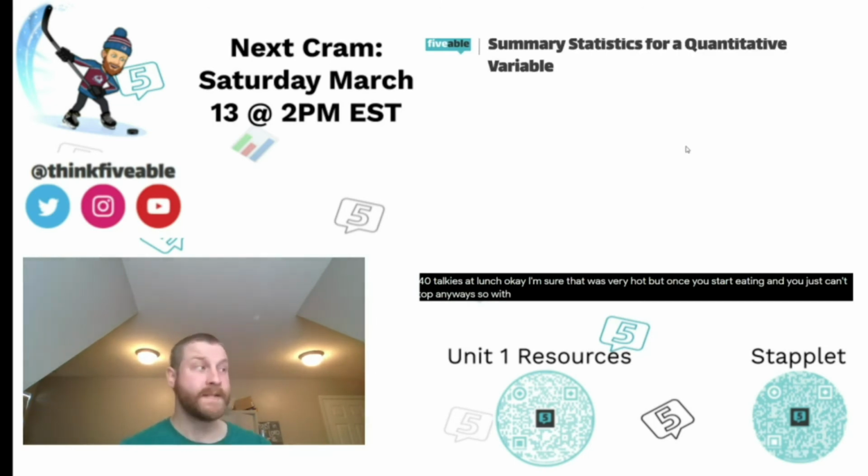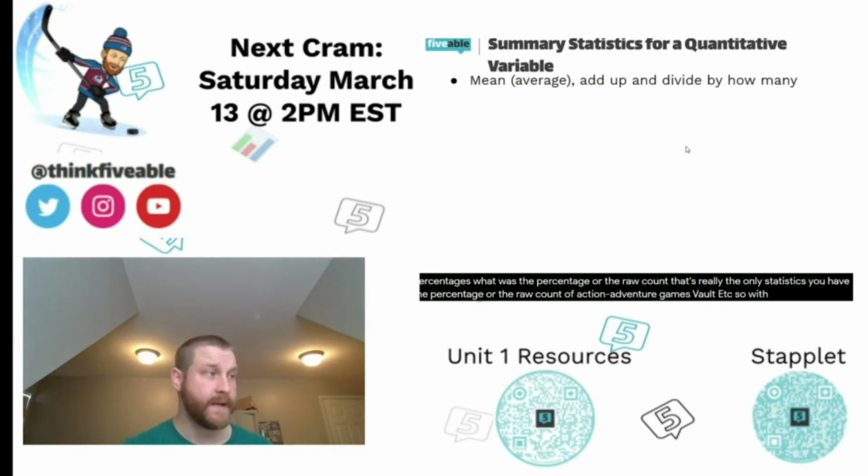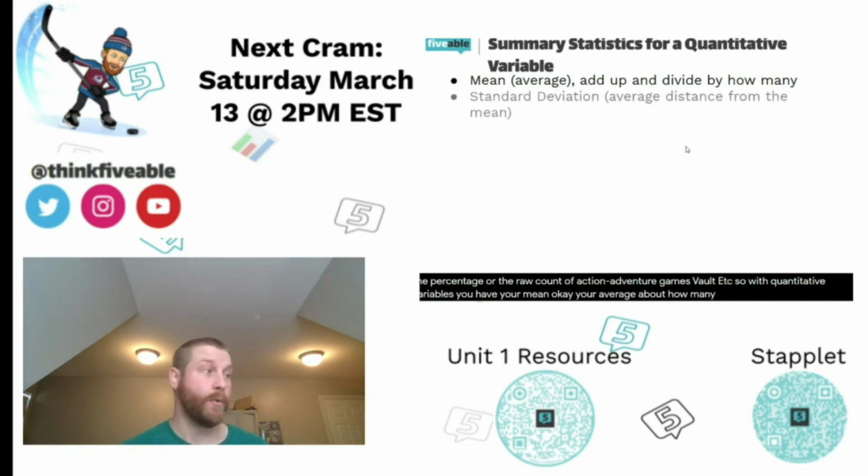So with quantitative variables, you're going to have different statistics that you would want to break out. With a categorical variable, you're more so going to be just looking at percentages. What was the percentage or the raw count? That's really the only statistics you have. The percentage or the raw count of action adventure games bought, etc. So with quantitative variables, you have your mean, okay, your average. That's kind of simple. You add up and divide by how many there was. You also have the standard deviation, which there's a nice messy formula for that.